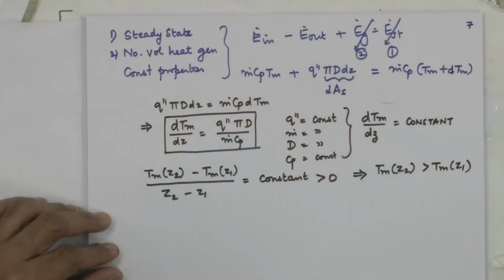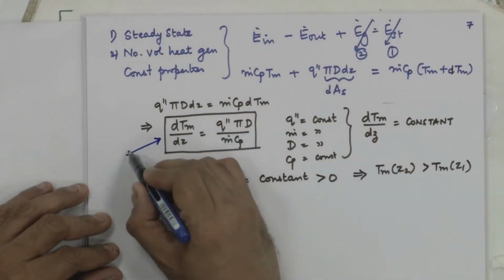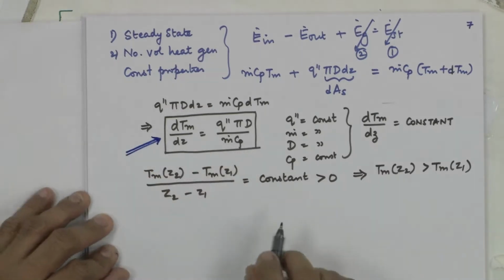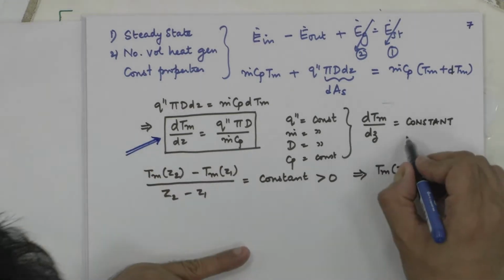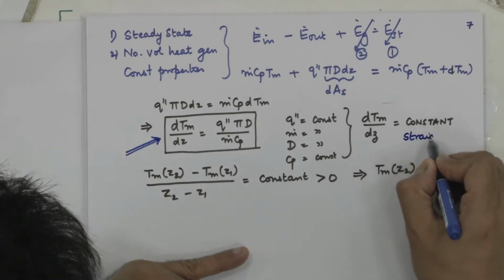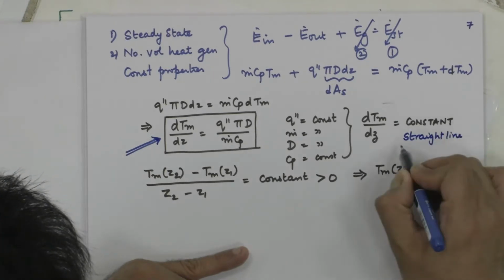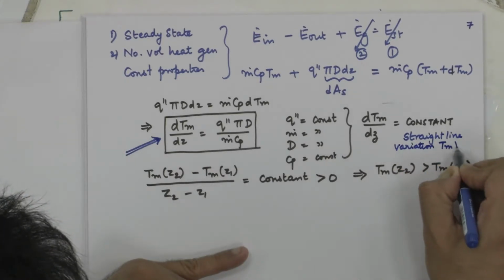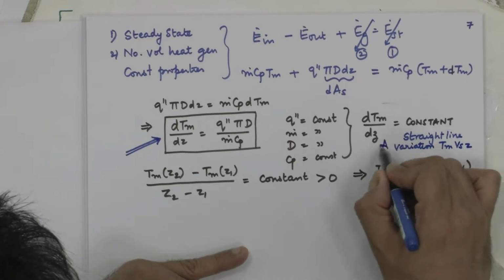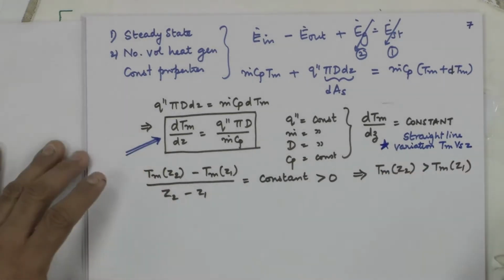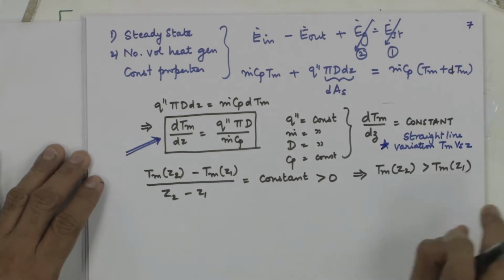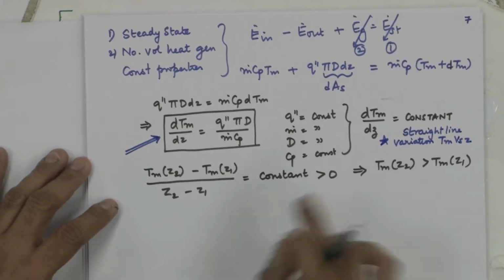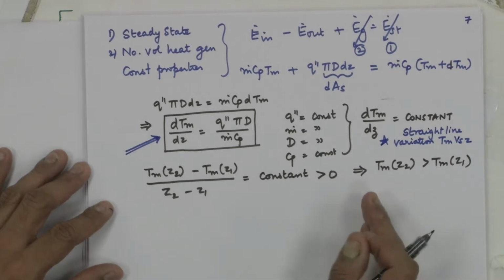Obviously, I didn't have to go through this to tell you that, but the important thing is that this definition of dTm by dz, which we will use again in later modules, is telling you that it is a straight line. Variation for constant heat flux case, T bulk mean versus Z is a straight line variation. Very important, very useful concept. So bulk mean temperature is increasing, energy content is increasing.